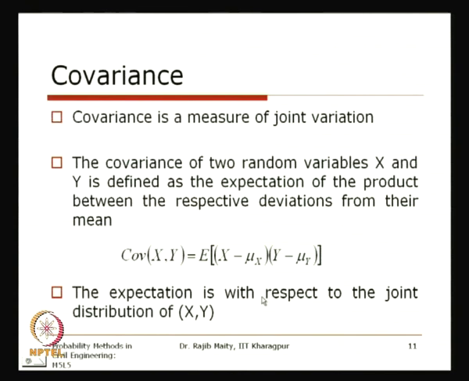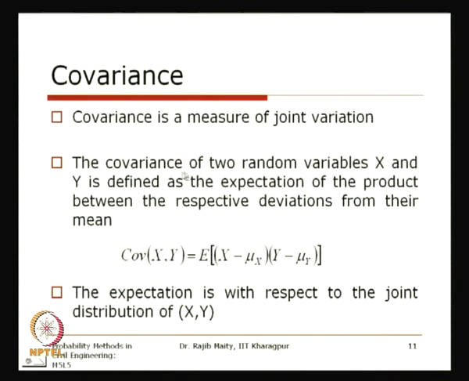Next, one important concept that we will discuss is the covariance. The covariance is the measure of the joint variation, that is, how both the random variables vary with each other. Linguistically, if I explain it, it tells what the condition of the other random variable is if one random variable increases.